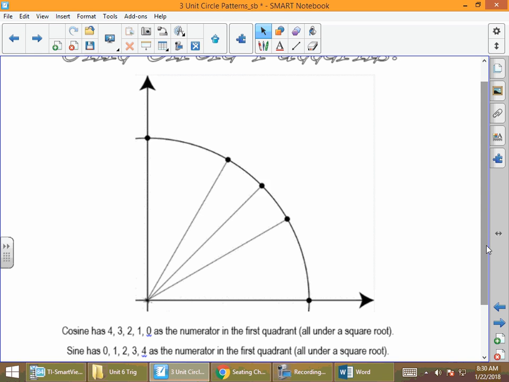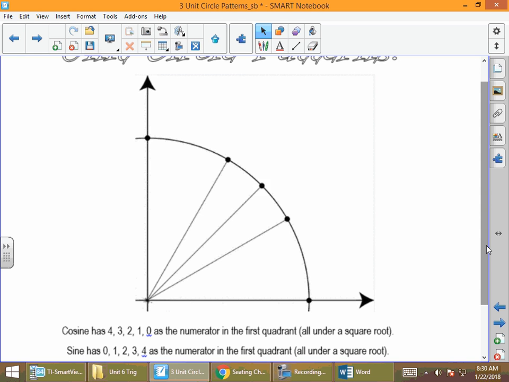And down here below this partial unit circle, it says cosine has 4, 3, 2, 1, 0 as the numerator in the first quadrant. And they're all under a square root. And sine has 0, 1, 2, 3, 4 as the numerator in the first quadrant, all under a square root.